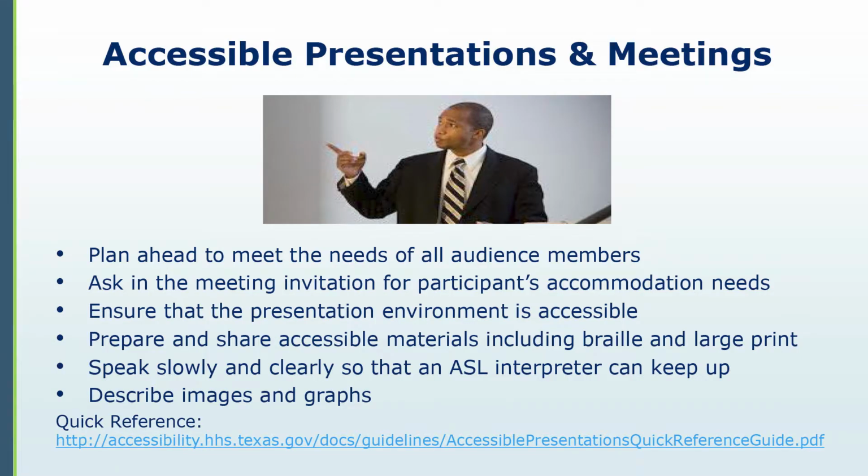Then, of course, speaking slowly and clearly, making sure that you describe important graphics that are up on the screen. The image on this slide is just eye candy. It's not critical that we describe a picture of somebody pointing to an audience, but there will be some graphics and presentations that you need to describe to the audience in case you have a member of your audience who has a vision impairment.